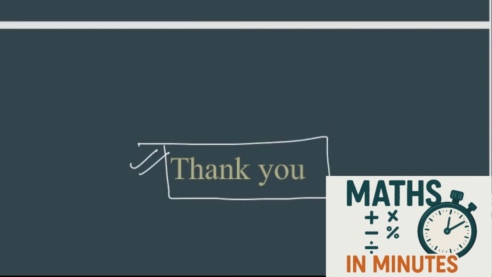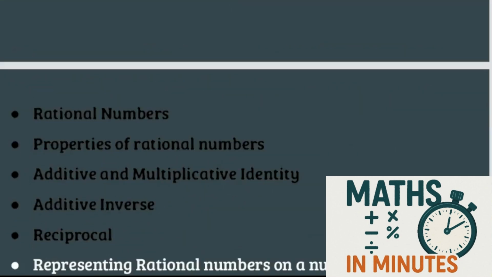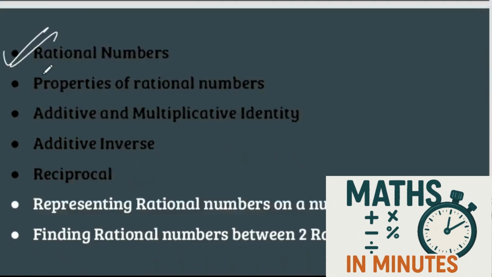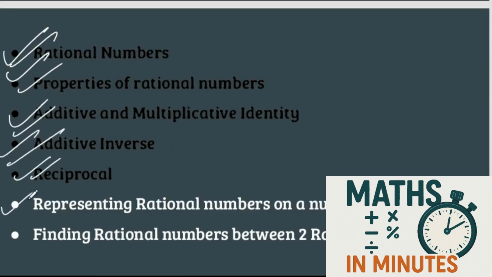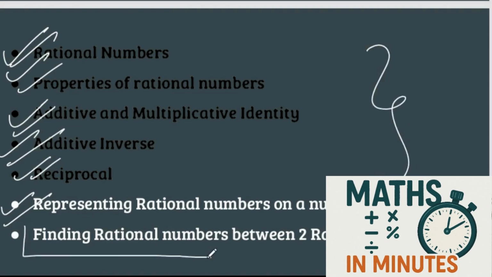We have covered 5 topics till here. The topics are rational numbers, properties of rational numbers, additive and multiplicative identity, additive inverse, reciprocal, and then we have covered representing rational numbers on a number line. These topics we already have covered. In the next class we will study finding rational numbers between two rational numbers. This is your next topic.